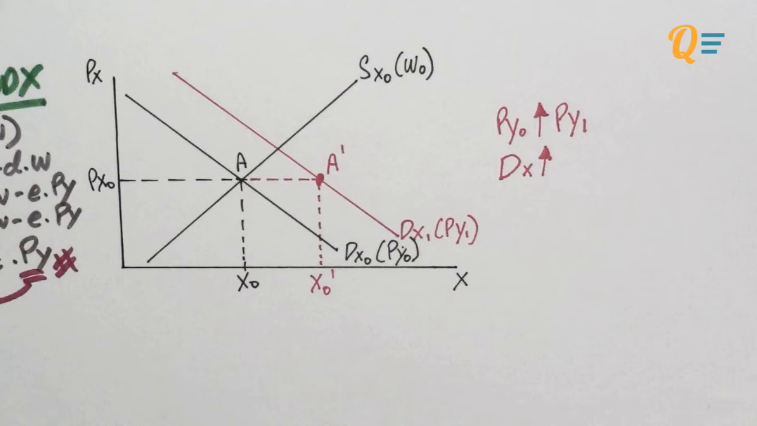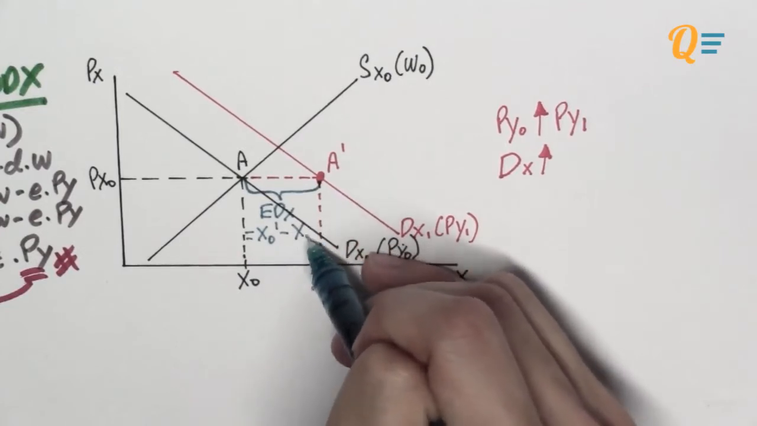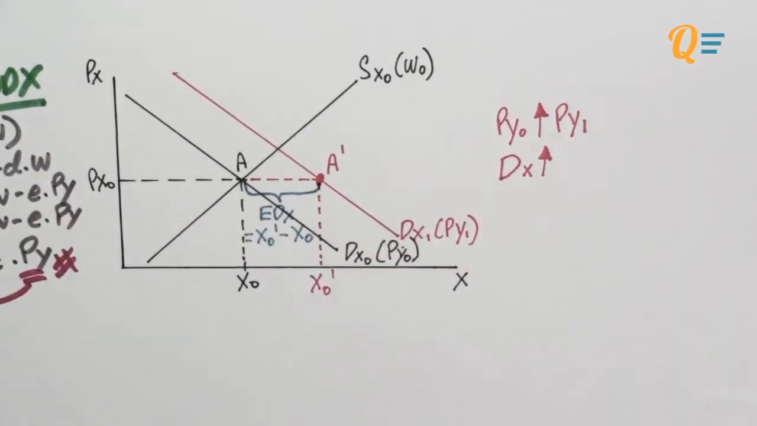But take note of this: how much of X is the firm producing at the price of Px0? Well, you just have to simply look at the supply curve. The firms are still producing at point A, which is X0 amount of X. So as you can see here, demand does not equal supply. And since the demand is larger than the supply, what we have here is an excess demand for X. And the excess demand for X is simply calculated as X0 prime minus X0.